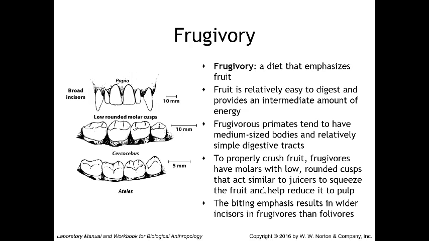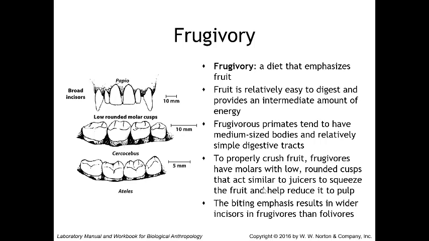Next, we have our frugivores. Frugivory is a diet that emphasizes fruit. Fruit is relatively easy to digest, and it provides an intermediate amount of energy, right? So insectivores: insects, gums, small packets of energy. Foliage: large packets of energy. Fruit: intermediate, so medium amounts of energy. Frugivorous primates tend to have medium-sized bodies and relatively simple digestive tracts.